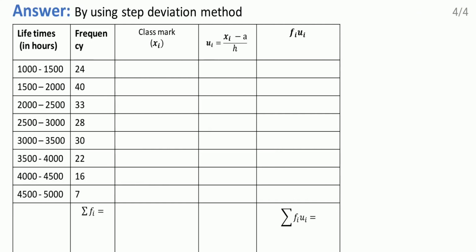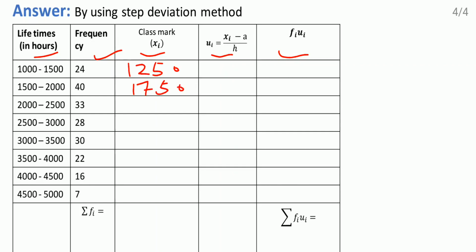Lifetime in hours here, then frequency, class mark, Ui, which means Xi minus A by h, and then finally Fi Ui. Correct? First we'll find the class mark. Here 1000 to 1500. Think about the class mark, the middlemost value, or just the average of the class, upper limit plus lower limit by 2. That way we can do it, or just take the middlemost value, which comes as 1250 here.